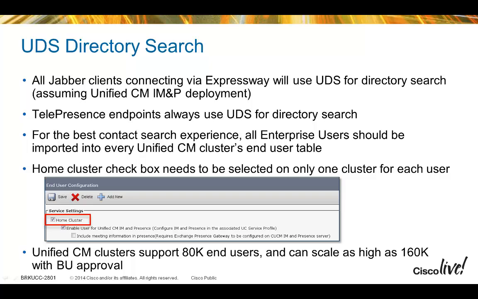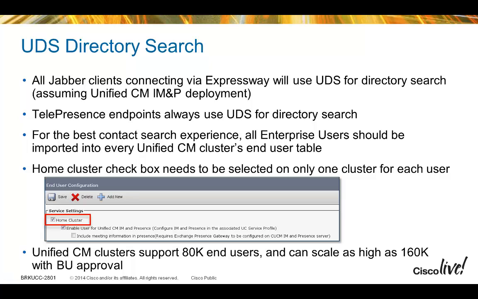So we talked about UDS quite a bit. The key thing for home user discovery is this home cluster checkbox you see on the GUI here we're highlighting. You need to have that checked for your end user, for the UDS API to respond that, yeah, this is the cluster that user is home to.